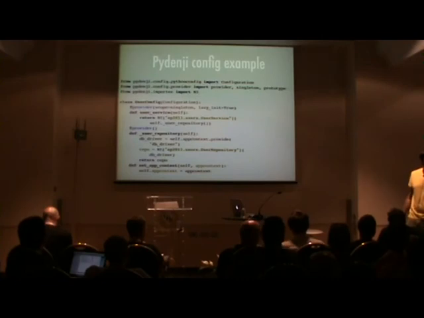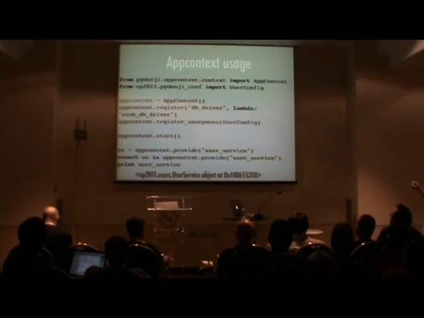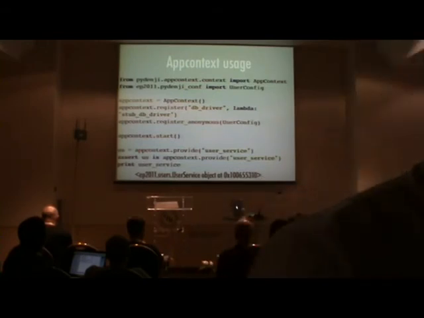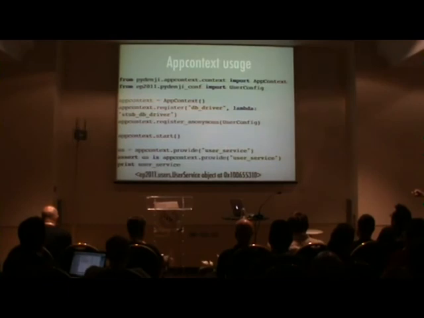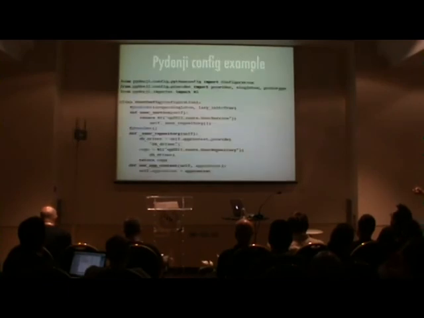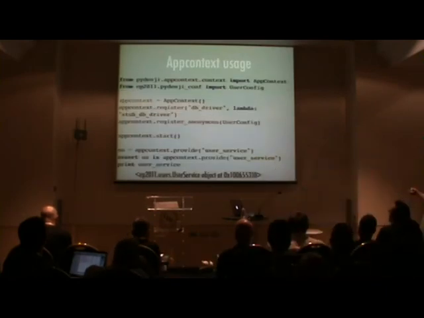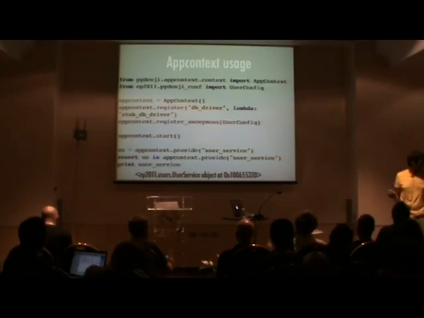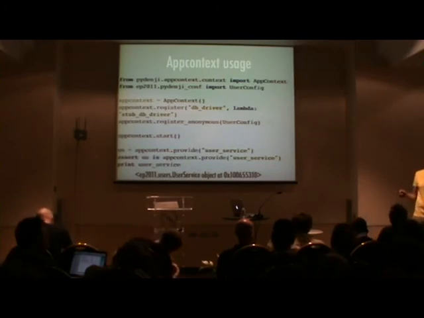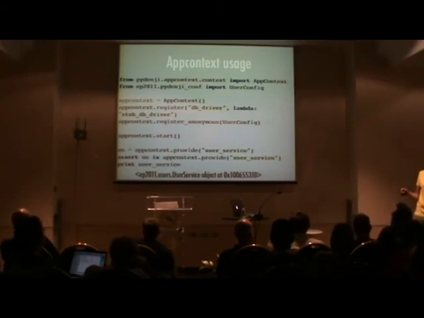How do you use the user config object? Here, you create an application context, you register the driver, then you register the configuration, you start it, and then you just ask for an object by name. This is the very same name as the name of the public method here. As soon as you call this method, you will be provided with an instance of user service. And this instance is a singleton because you call the container to use the singleton scope.